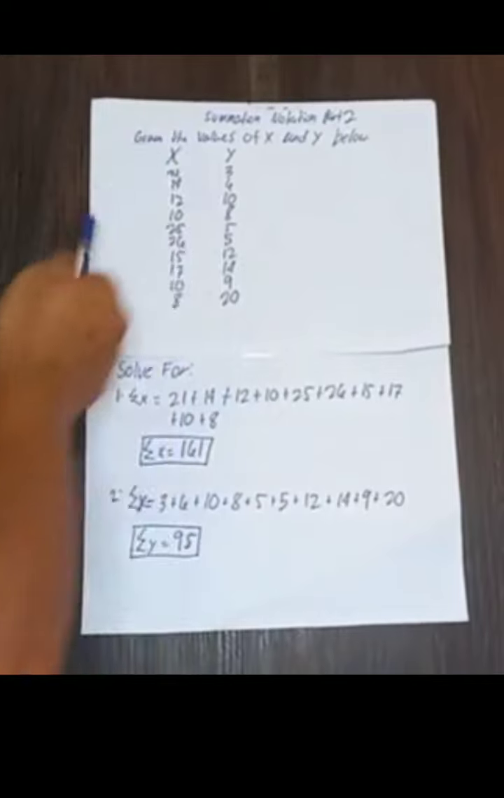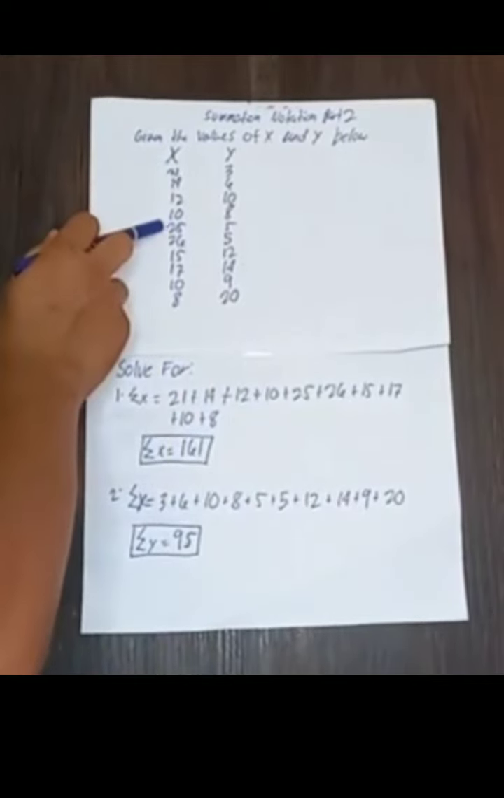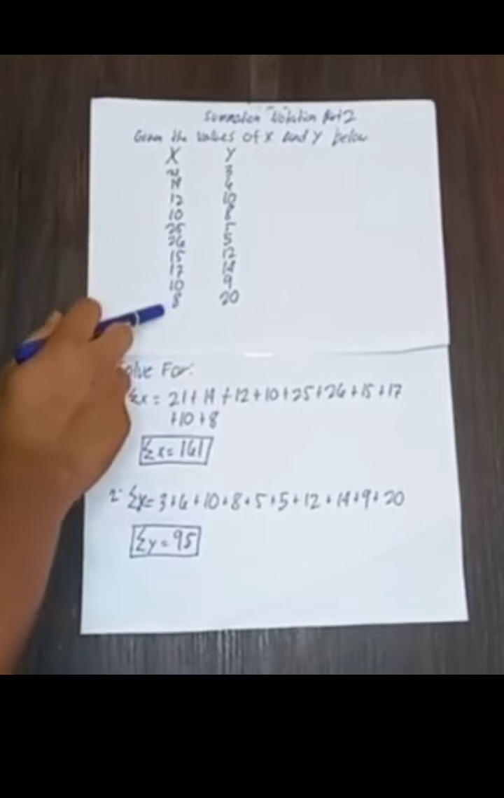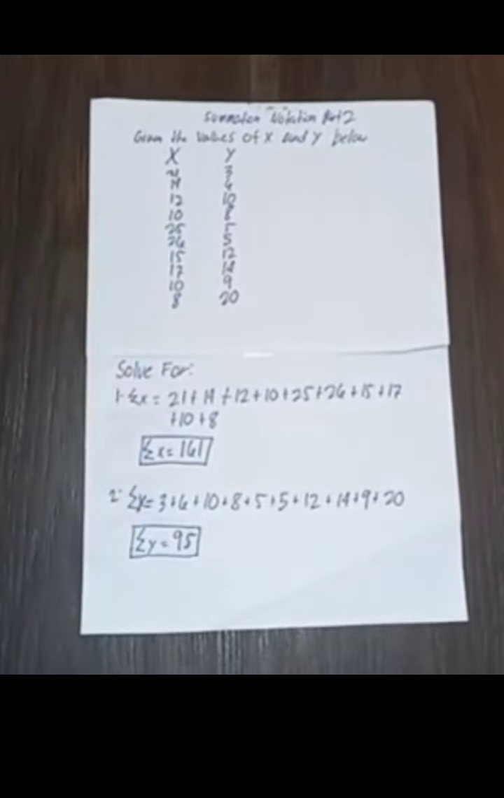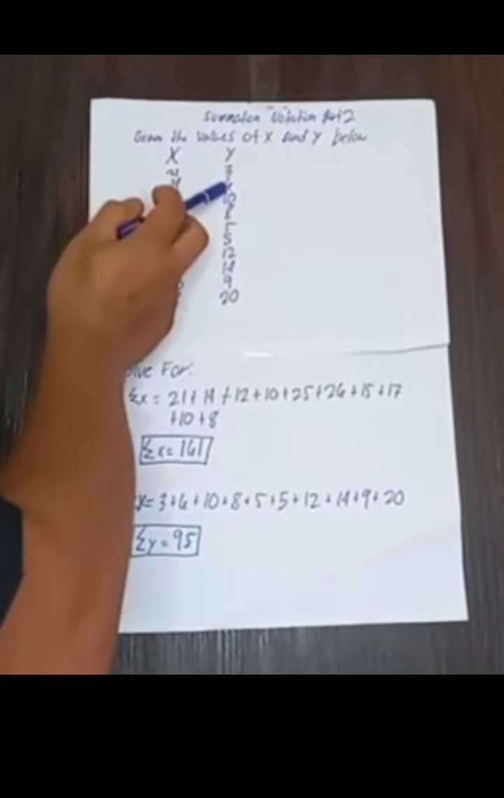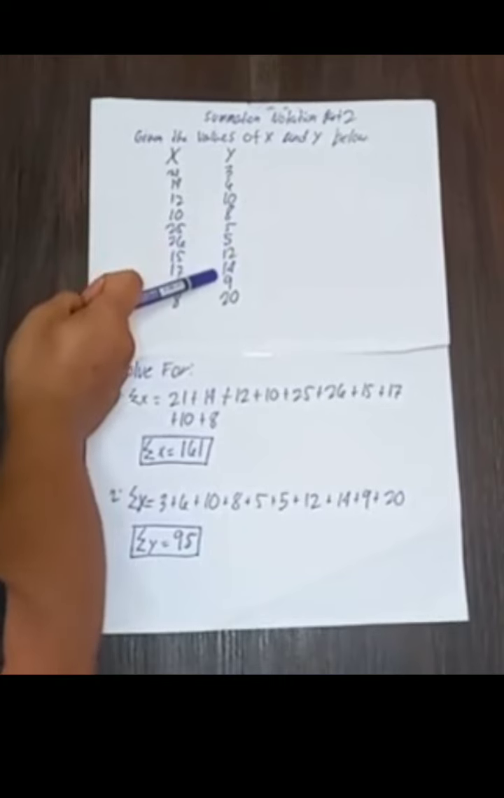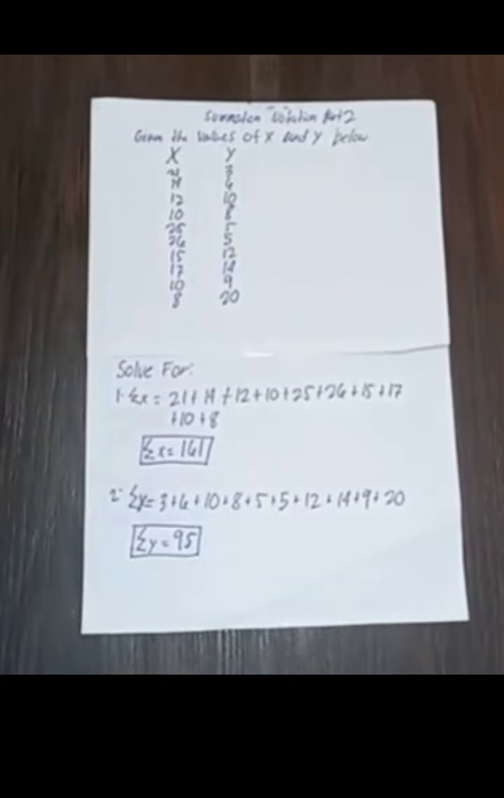I'm going to report about summation notation part 2. So we have the given values of x: 21, 14, 12, 10, 25, 26, 15, 17, 10, and 8. And the given values for y are 3, 6, 10, 8, 5, 5, 12, 14, 9, and 20.